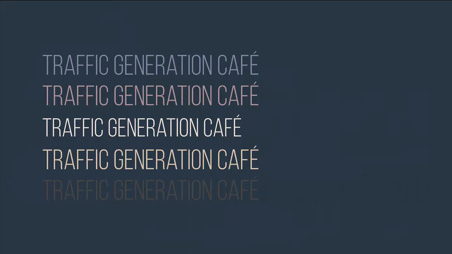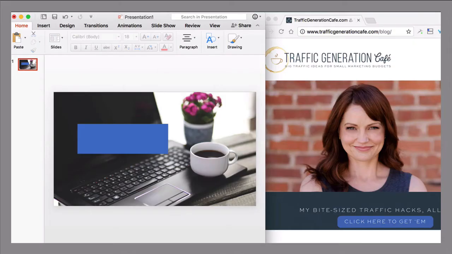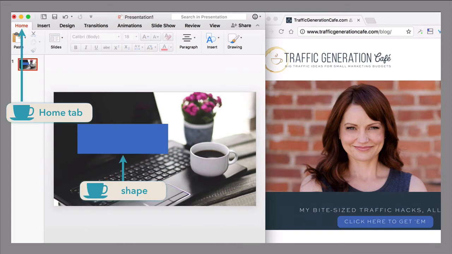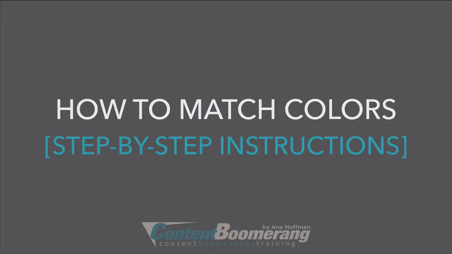Now, let's say I want to create an overlay that matches one of Traffic Generation Cafe colors you see on your screen right now. First, I need to make sure I have both PowerPoint and my site visible on my computer screen at the same time. I've already added a rectangular shape in bright blue color to the slide. Now I'm going to match the shape color to one of the colors at Traffic Generation Cafe. And here's the step-by-step process.